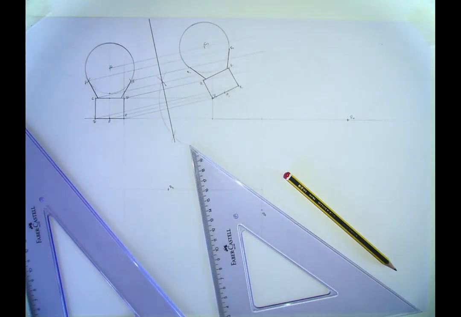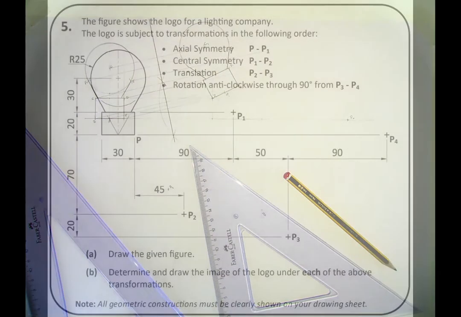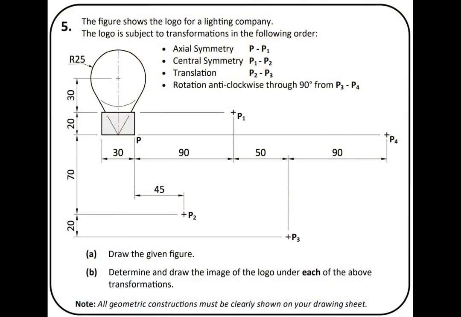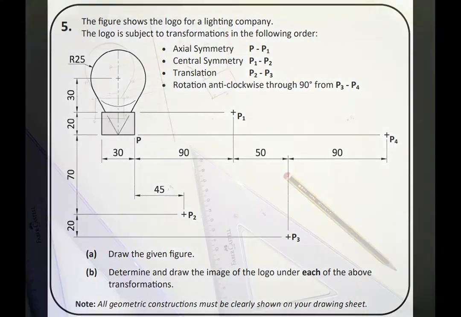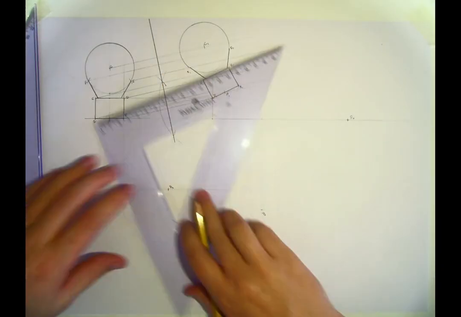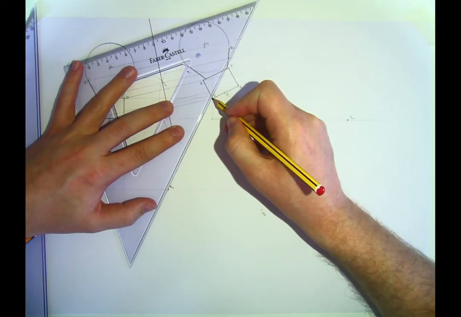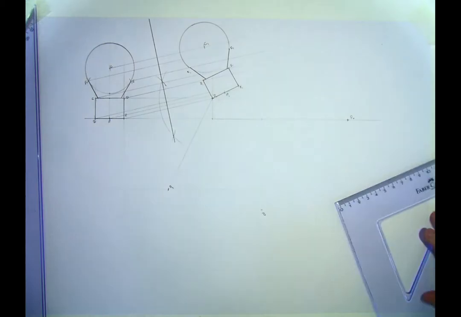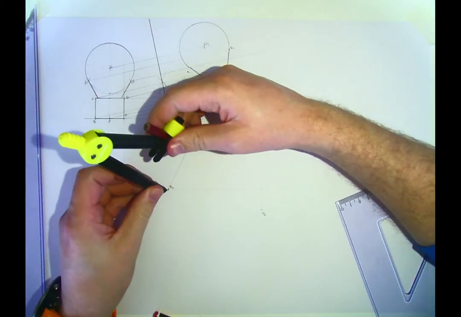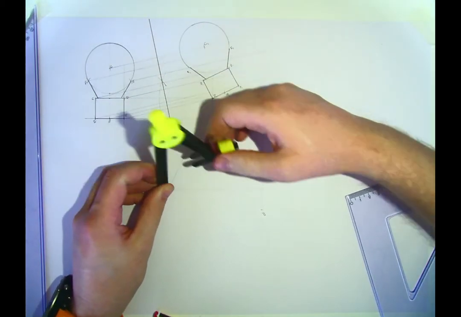And that completes the first part of that, which is our axial symmetry. The next part is going from P1 to P2, and this is a central symmetry. So we've located those points already. Again, P2 is not the center of symmetry, it is where point P needs to end up. So again, we're going to join the 2 points together and bisect that line that forms.